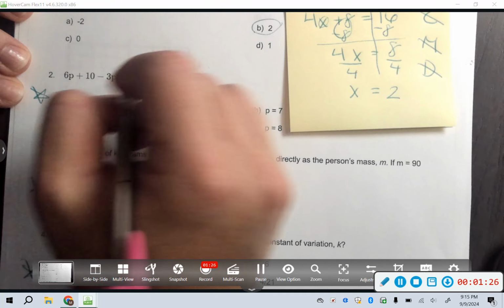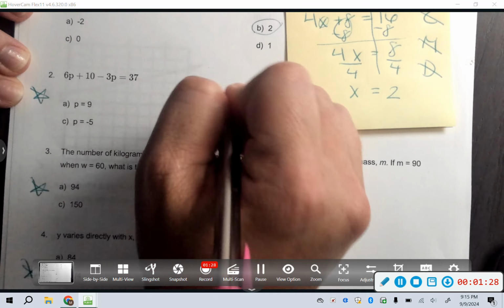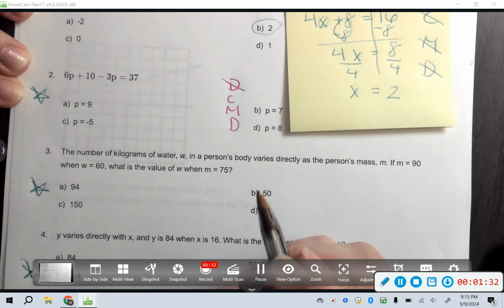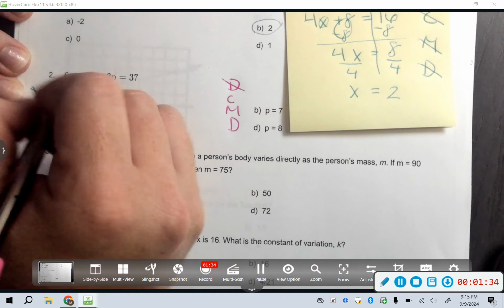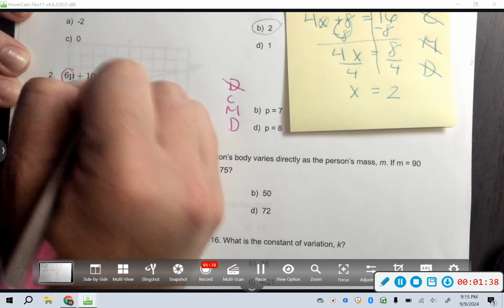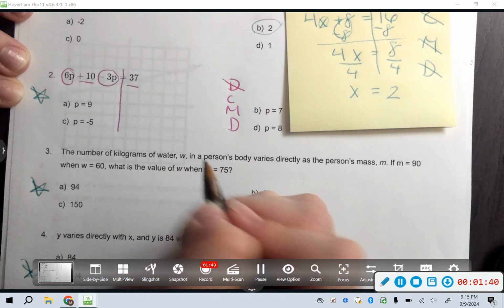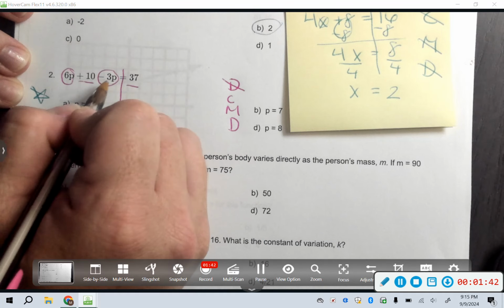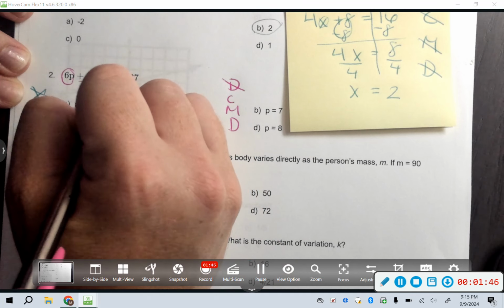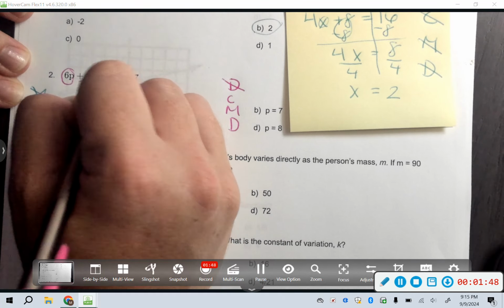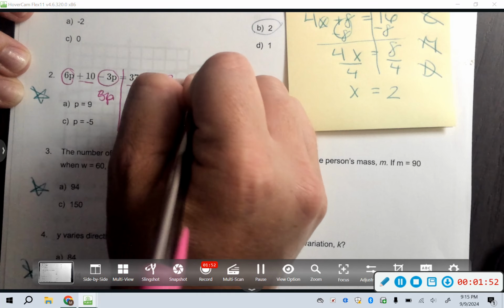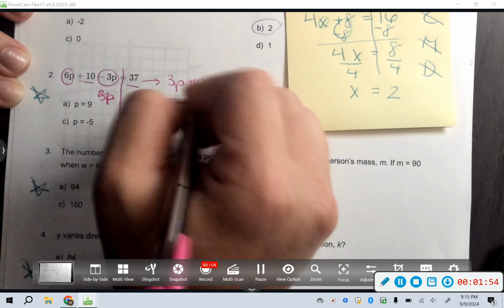So again, I'm going to do don't cry, my dear. So distribute, I don't have any parentheses, but I do have to combine. So if I look on the left side, I have a P, no letter, no letter. So on the left side, I know I can combine these two. So 6P minus 3P is 3P. I'm going to rewrite it over here. 3P plus 10 equals 37.